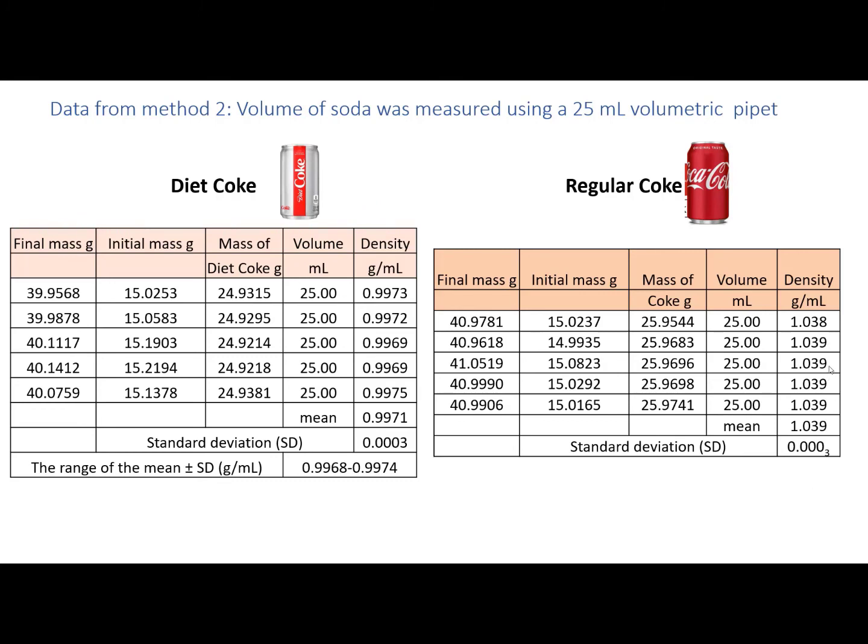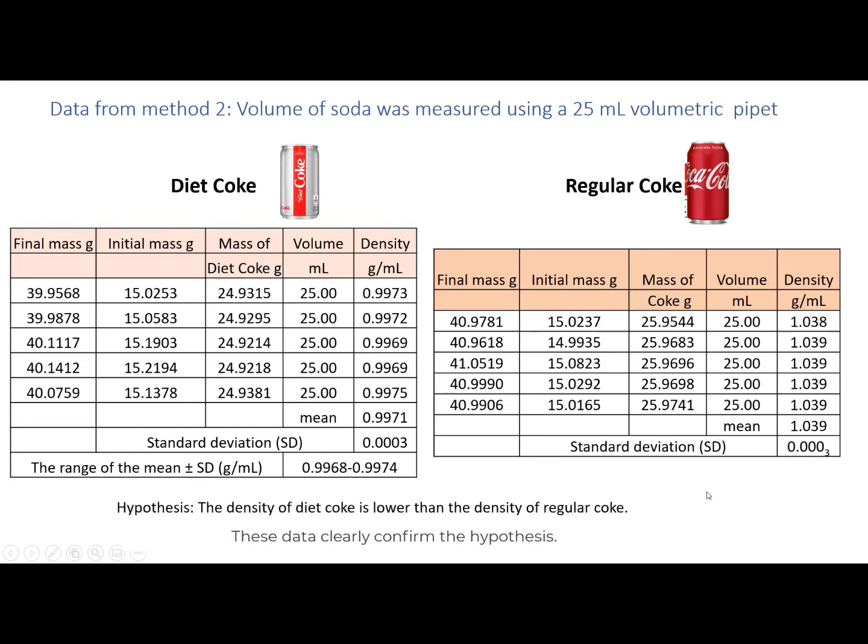Since there is no indication of systematic errors, we can consider that these data are precise and accurate. When we compare the experimental densities of Diet Coke and the regular Coke, we see a clear difference. The density values do not overlap like the values obtained using method 1. We can clearly conclude that the density of Diet Coke is lower than the density of regular Coke. This clear understanding is possible only because we obtained the high precision volume data using the 25 ml volumetric pipette.